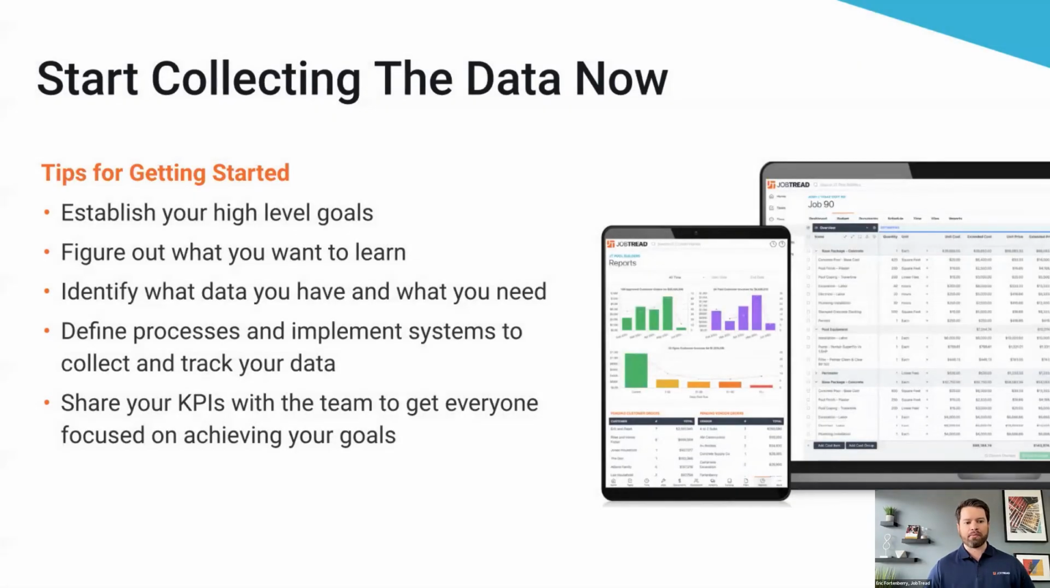So to sum it up here, I hope that everyone will start taking action today. If you're not doing this type of stuff, if you haven't identified those KPIs, you need to start now. So again, figure out your high level goals, figure out what you want to learn, identify what data you have today, what you are tracking today, but what you also need to start tracking. Figure out those processes, implement systems to track and collect this data.